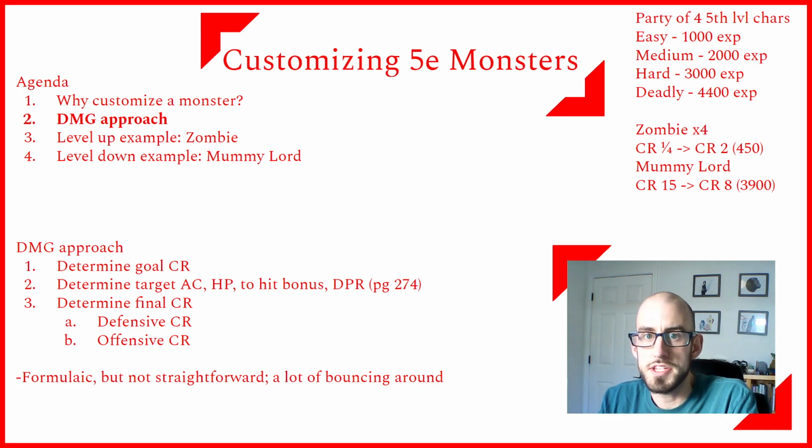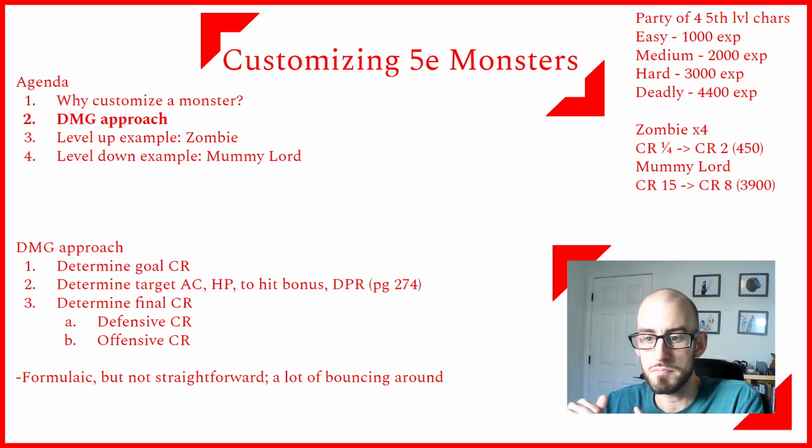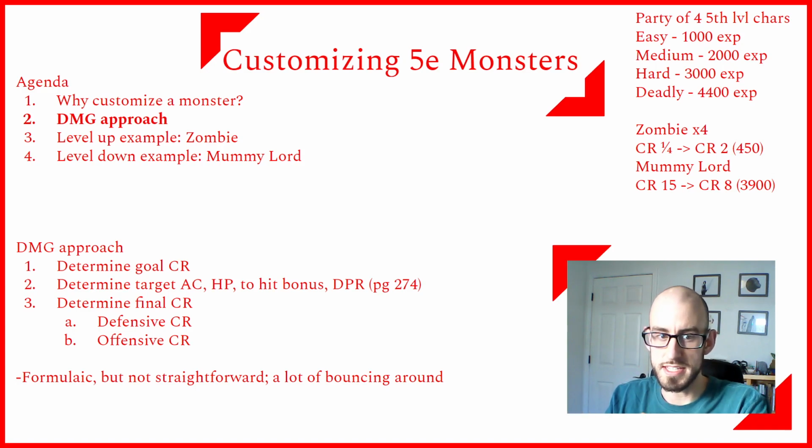Now, this approach is formulaic, but it's not entirely straightforward. There's a lot of bouncing around that you can do. Like, if you want your monster to do a little more damage and you want to keep their hit chance high, maybe you lower their defense or their health to tweak it. Like an enemy with a defensive challenge rating of 1 could have an offensive challenge rating of 3, and that kind of thing. There's honestly a lot of bouncing around that can happen where you're like, if I do this, these things happen.